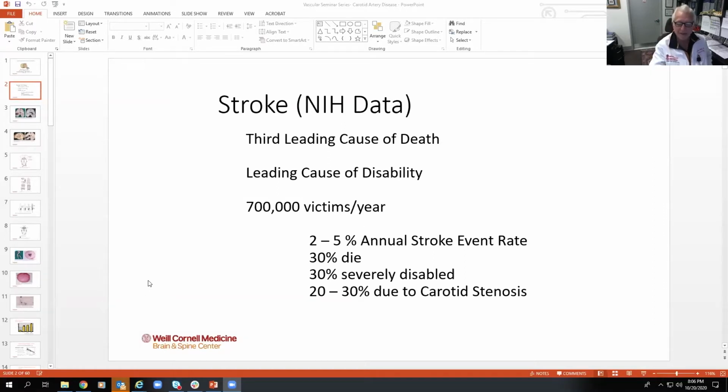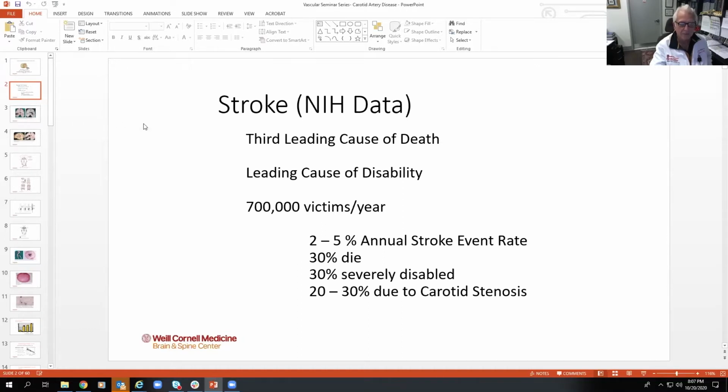depending upon people's diets, actually. But the annual stroke rate is about 2 to 5%. And unfortunately, 30% die, 30% are severely disabled. And the most common etiology for a stroke, 20 to 30%, is secondary to carotid stenosis.